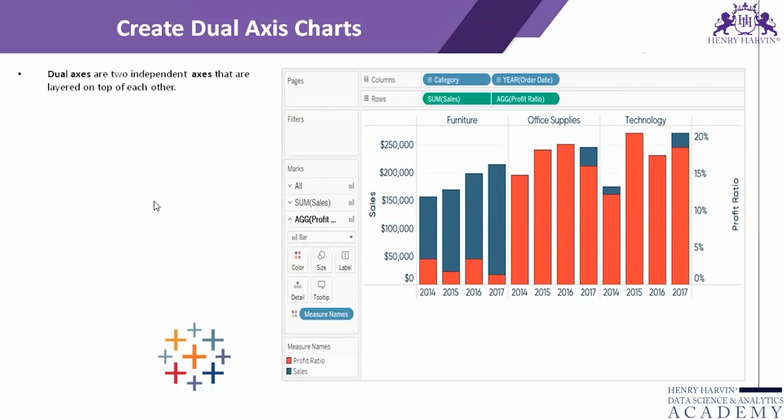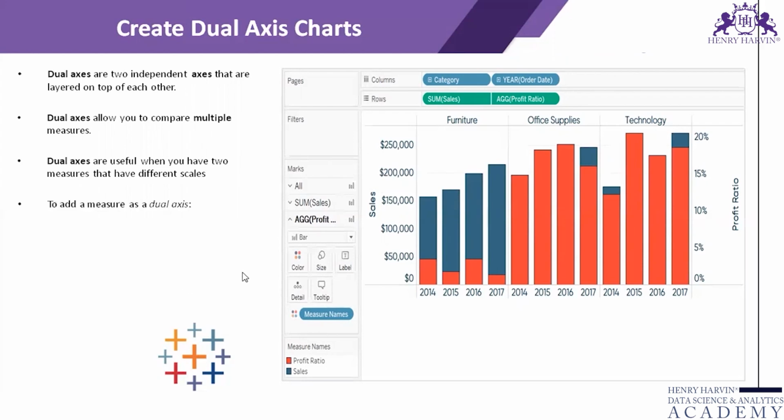By definition, dual axes are two independent axes, as I told over here, like one is sales and one is profit, and they are independent of each other. Dual axis allows us to compare multiple measures. Here we are comparing sales with profit ratio, and they are useful when we have two measures that have different scales. If they were of the same scale, there would be no need of two axes, one axis would be enough. But since the two scales are quite different and we have been able to merge them together, that's why we use dual axis. Dual axis gives us that flexibility.